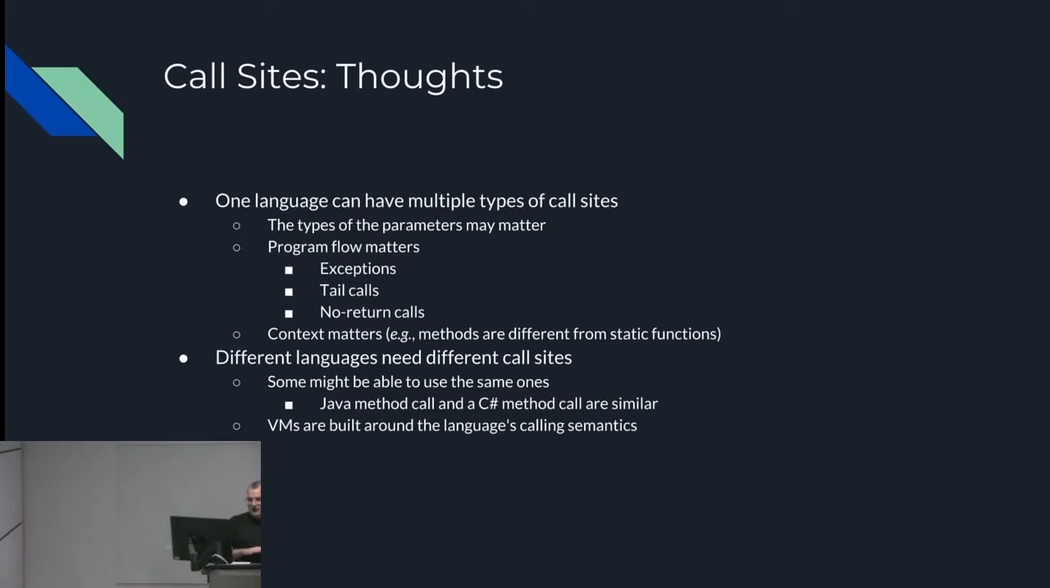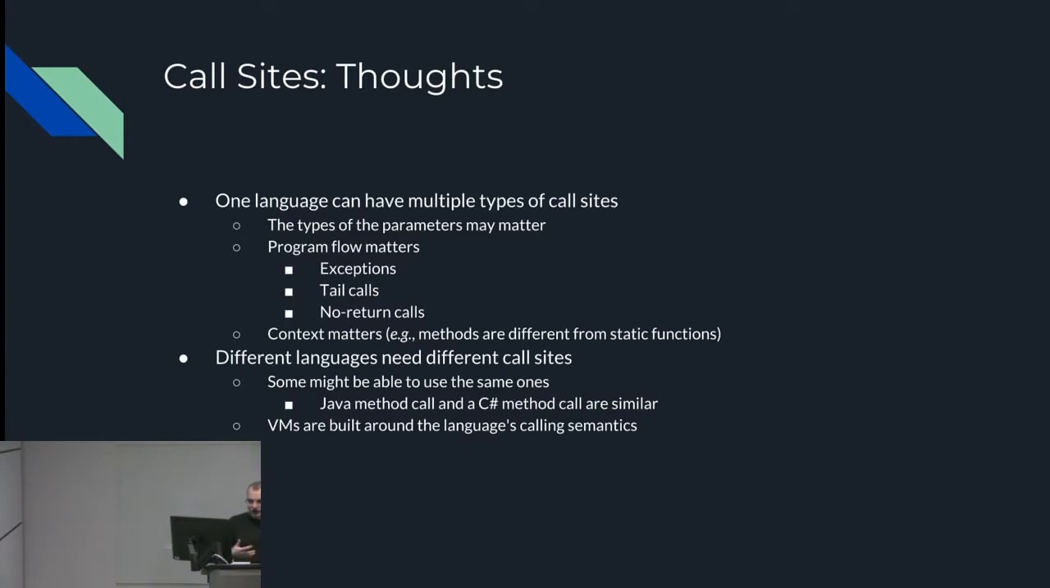And different languages themselves are going to need different kinds of call sites. So some might be similar, like a Java method and a C# method are very similar because the languages are very similar and the types of things they handle are very similar. So you can probably create something that could handle both of them. But that could be very different. I mean, something like C++ versus something like Lisp, those call sites are going to be potentially weirdly different.